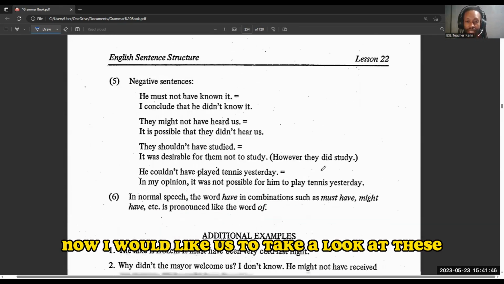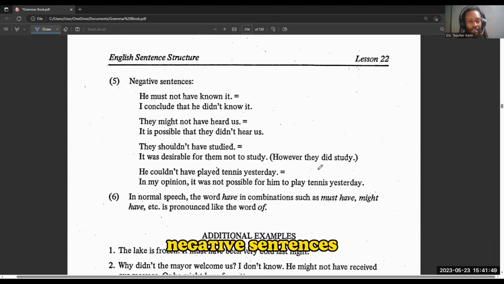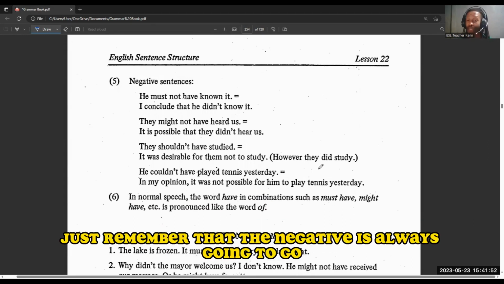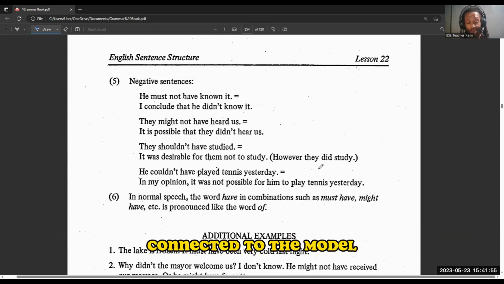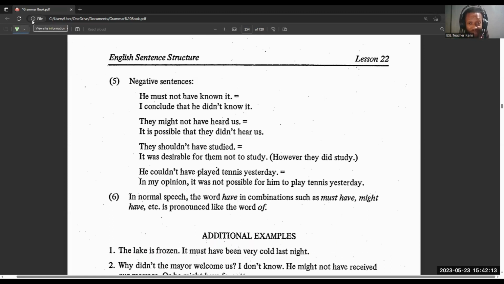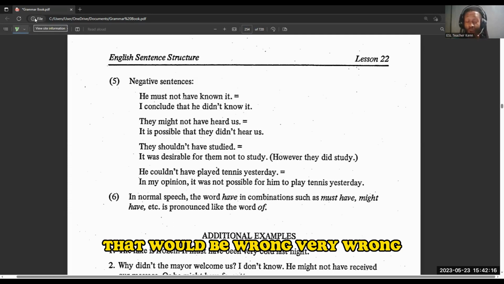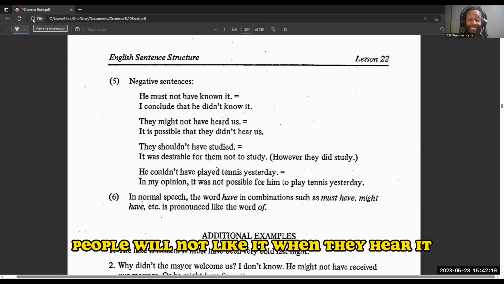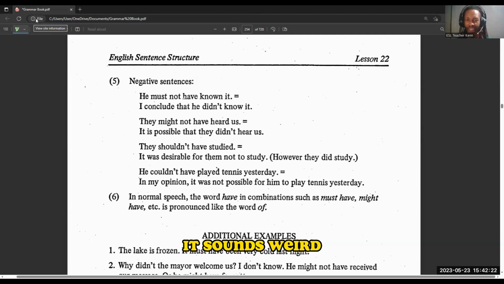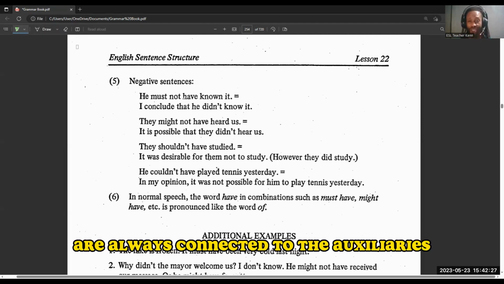Now, I would like us to take a look at these negative sentences. Just remember that the negative is always going to go connected to the modal, never to the have. So you will say, he must not have known him. It is not correct to say, he must haven't known him. That would be wrong, very wrong. People will not like it when they hear it. It sounds weird. So the negatives in English are always connected to the auxiliaries.